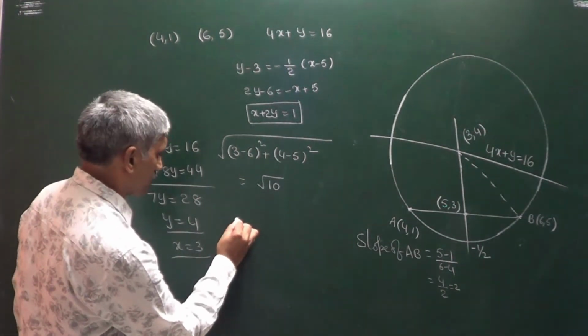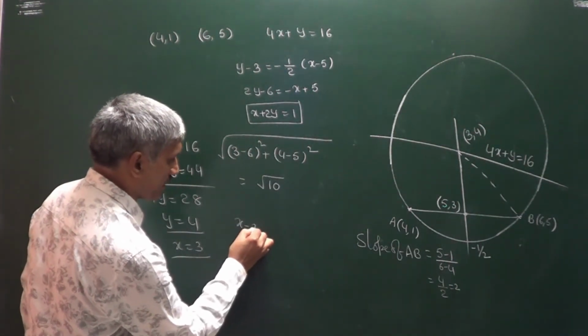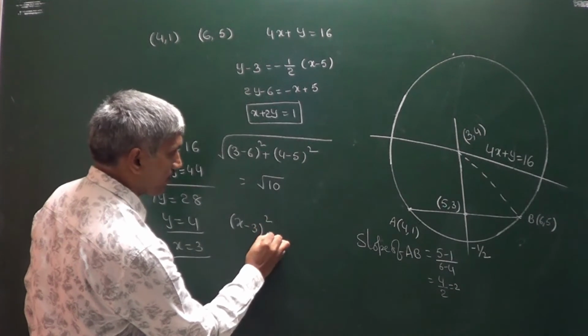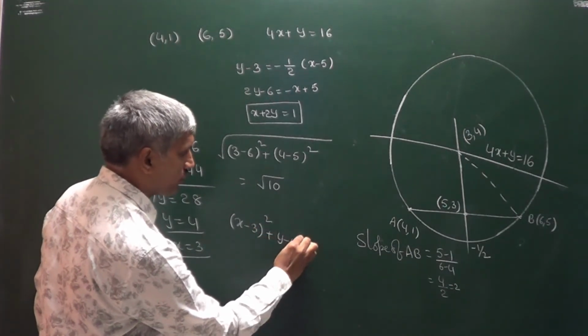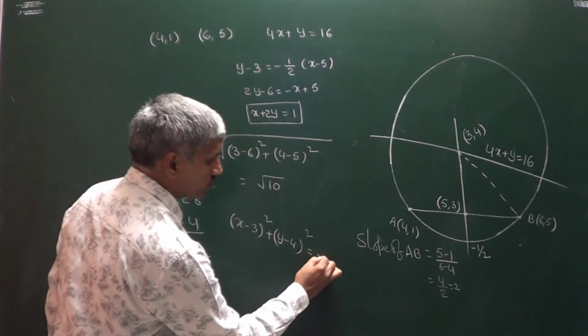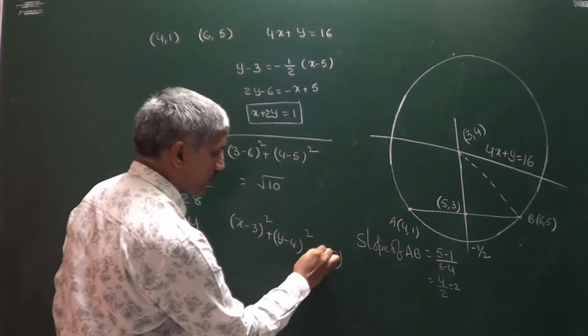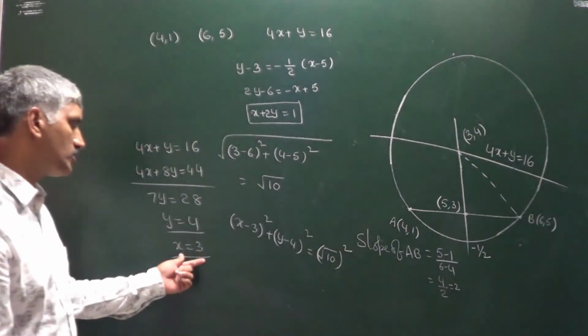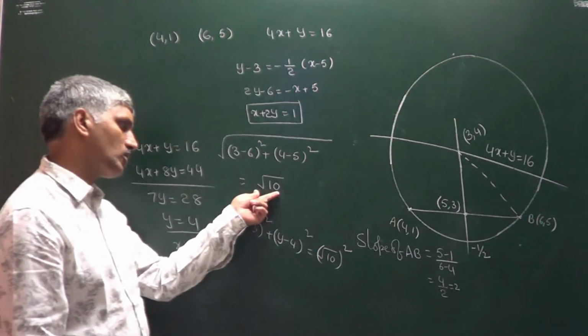Now the equation of the circle is (x - 3)² + (y - 4)² = (√10)², because we got the center as (3, 4) and the radius equals √10.